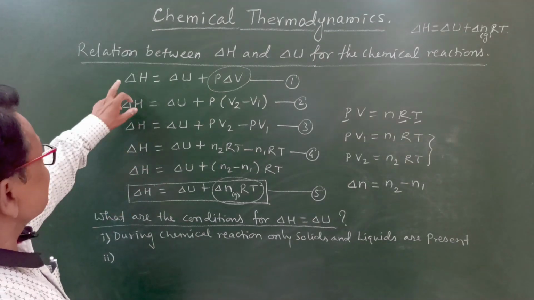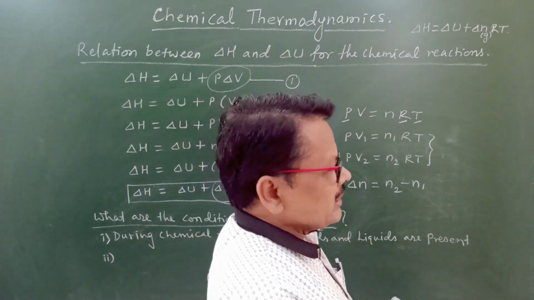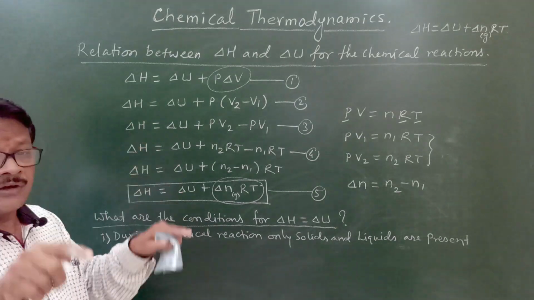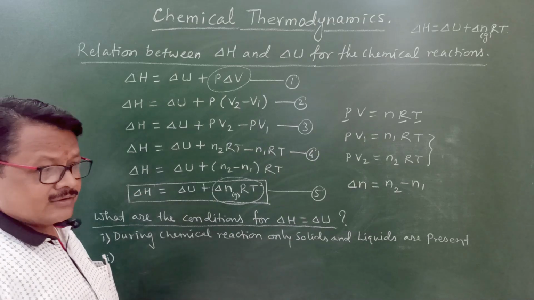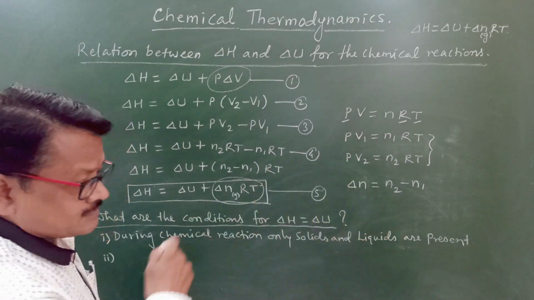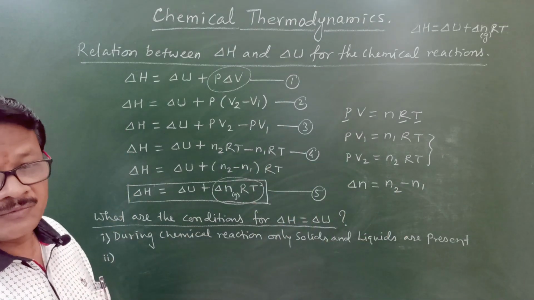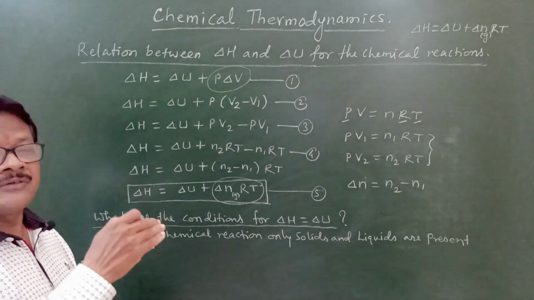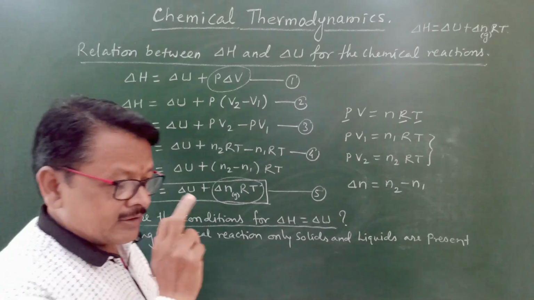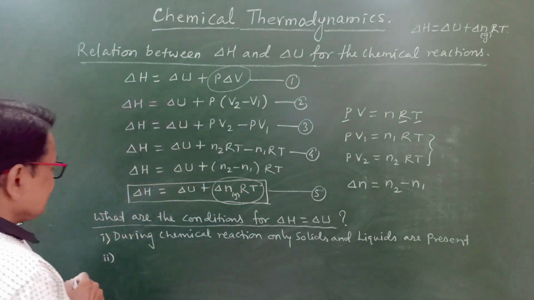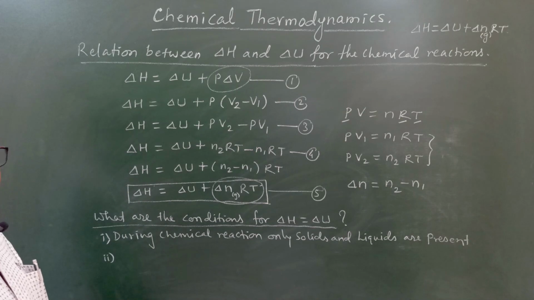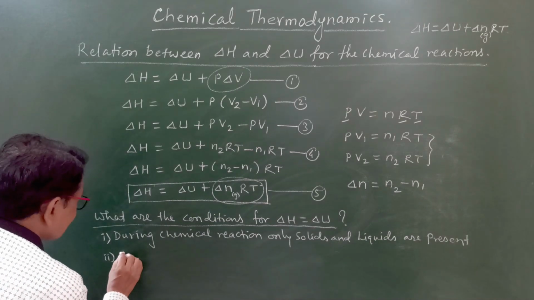what is the second condition during which delta H is equal to delta U? Suppose the reaction is carried out in a sealed container or closed container. When the reaction is carried out in a closed container, at that time, what is the initial volume? That will be the final volume. Means there is no question of change in volume. Means initial volume V1 is equal to final volume, and therefore change in volume delta V is equal to 0. And it is possible when the reaction is carried out in a closed container, then the P delta V term will be 0.